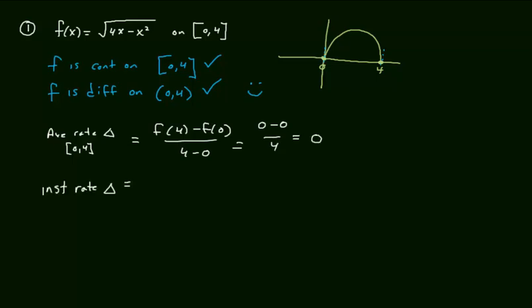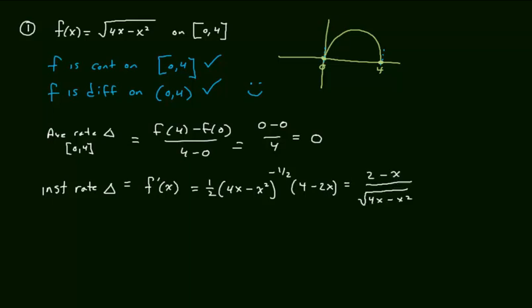Now the instantaneous rate of change is represented by f prime of x. I'll find that derivative now. So that's 1/2 stuff to the negative 1/2 times the derivative of stuff. So that's 4 minus 2x. And I'll simplify that as the quantity 2 minus x over the square root of 4x minus x squared.